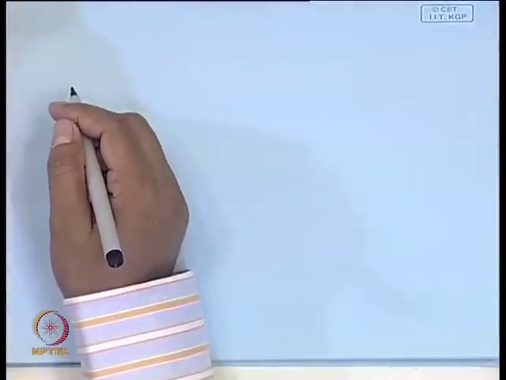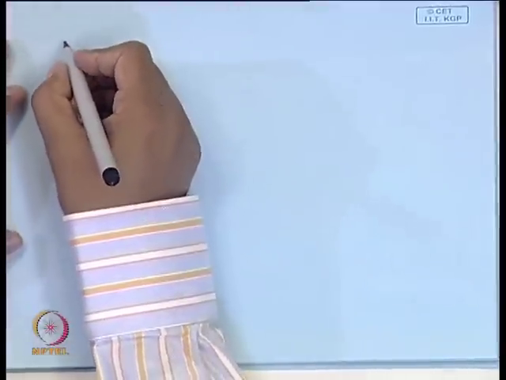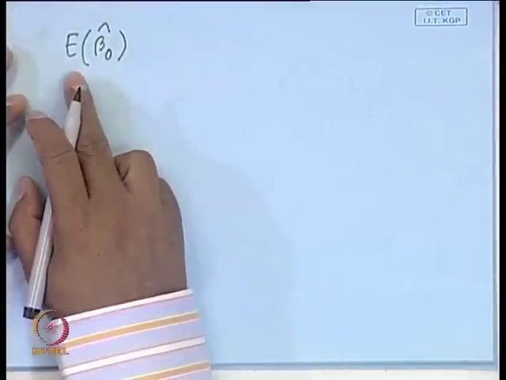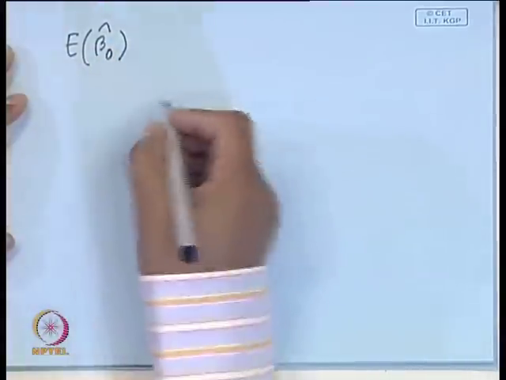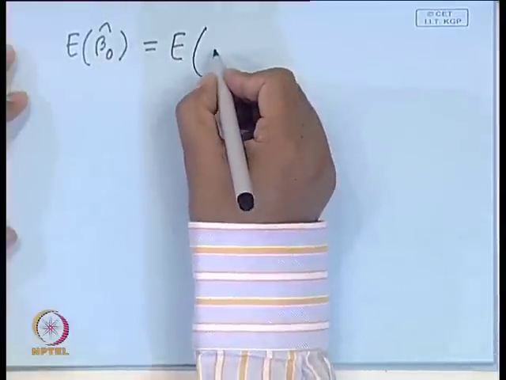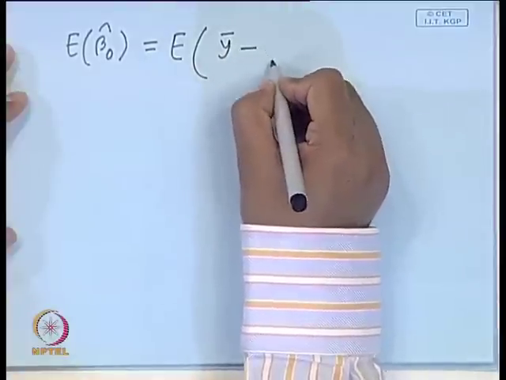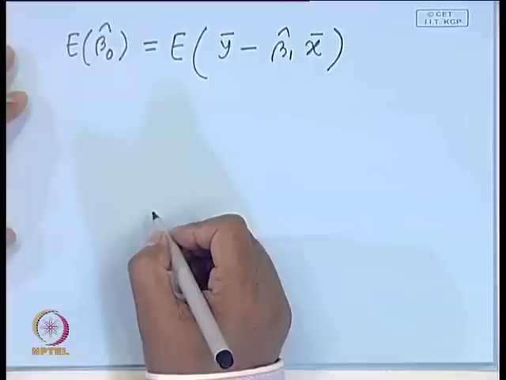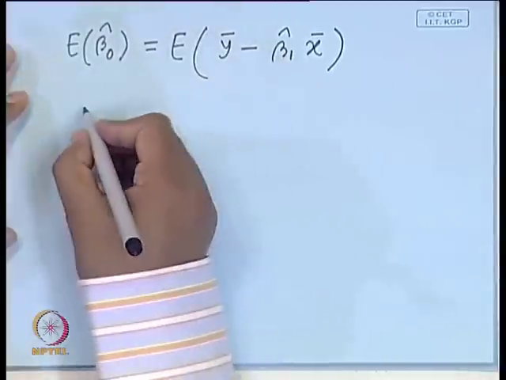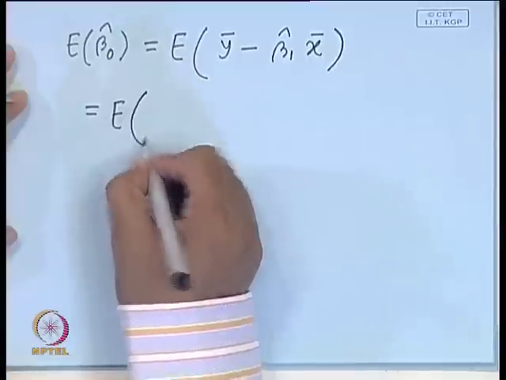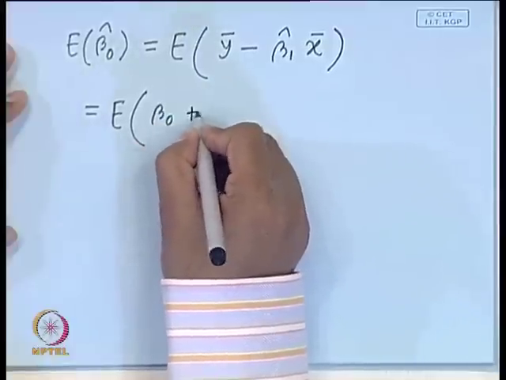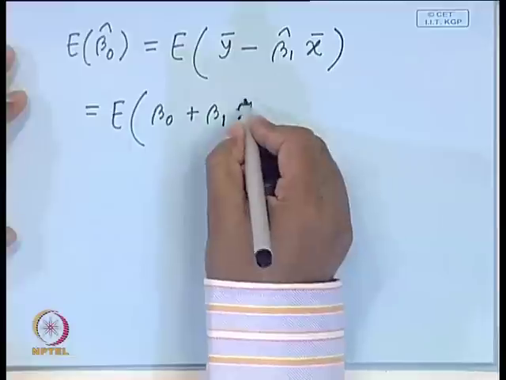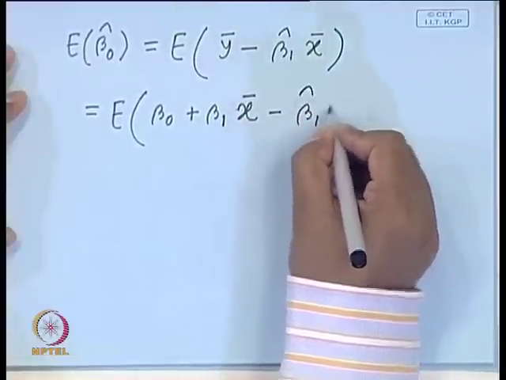Similarly, next we prove that beta naught hat is also unbiased. That means we are going to prove that the expected value of beta naught hat is equal to beta naught. So, this is equal to the expectation of y bar minus beta 1 hat x bar. Okay. So, what is y bar? We proved in the previous slide that y bar is nothing but beta naught plus beta 1 x bar, minus beta 1 hat x bar.